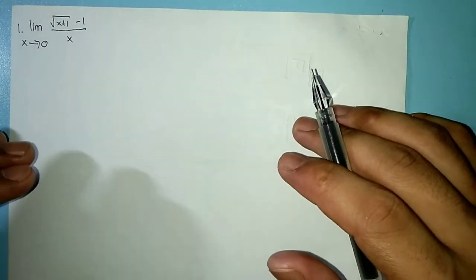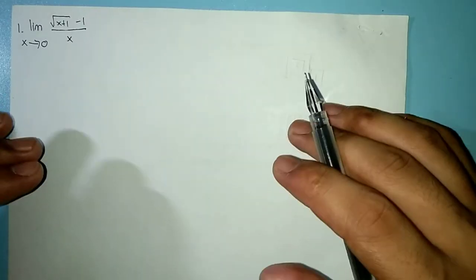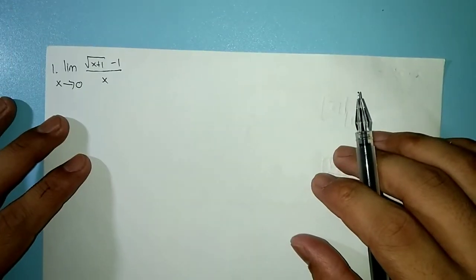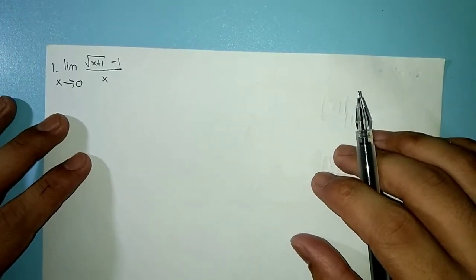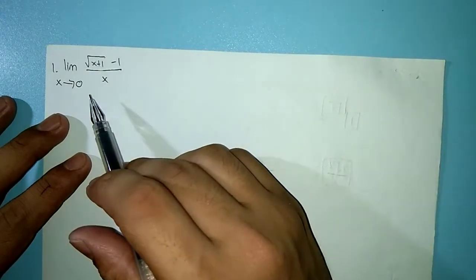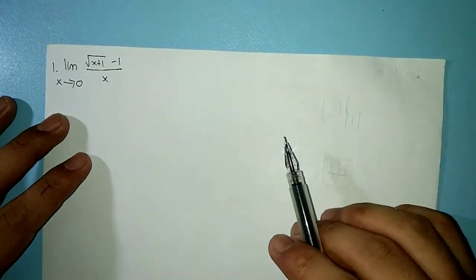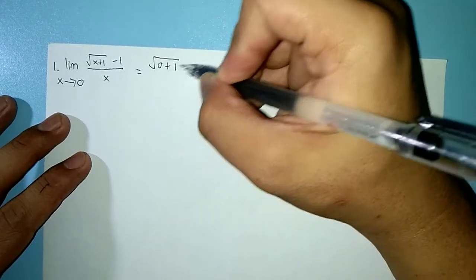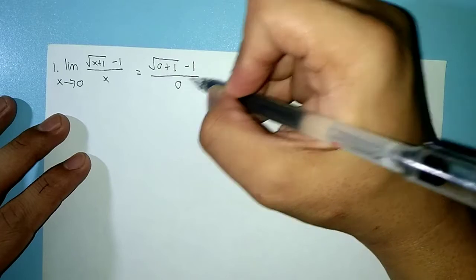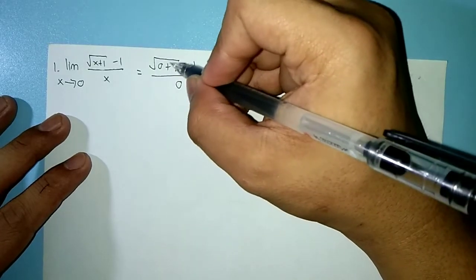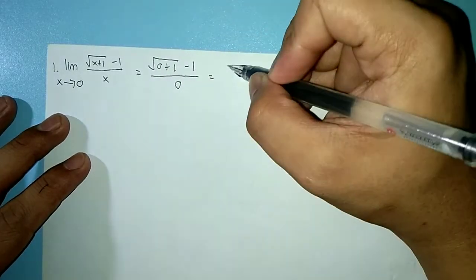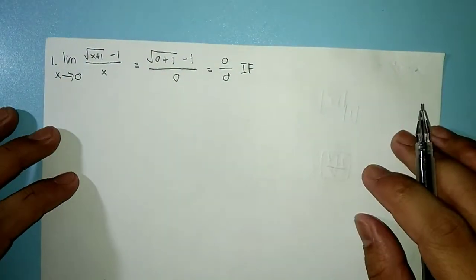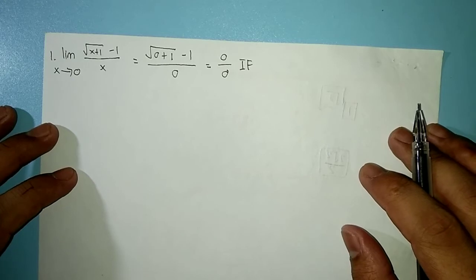In this video, we're going to discuss another strategy for finding the limit of a function. So let's have number 1, limit of square root of x plus 1 minus 1 all over x as x approaches 0. So subukan ulit natin yung direct substitution. This is equal to square root of 0 plus 1 minus 1 all over 0. And this is equal to square root of 1 minus 1, that is 0 over 0, and this is indeterminate form. So ibig sabihin hindi pwede yung direct substitution.